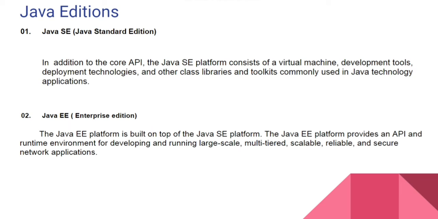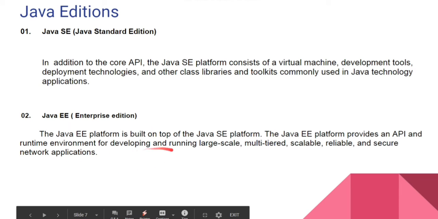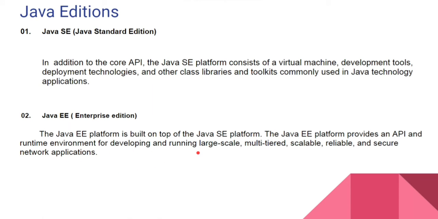We have the Java EE edition, Java Enterprise Edition. So the Java Enterprise Edition is built on top of the Java SE platform. The Java EE platform provides an API and runtime environment for developing and running large-scale, multi-tiered, scalable, reliable, and secure network applications. So when we move towards the organization, we will use the Java Enterprise Edition. So we create applications for the enterprise.